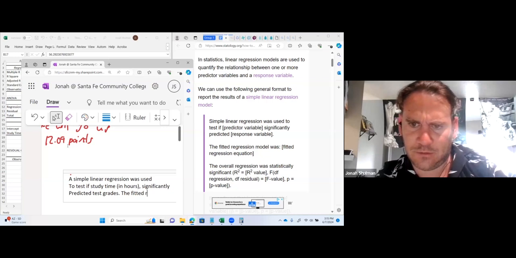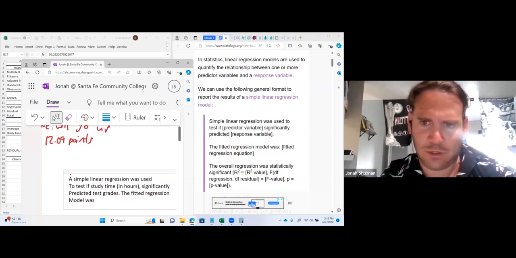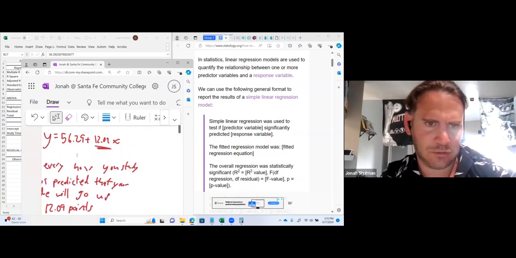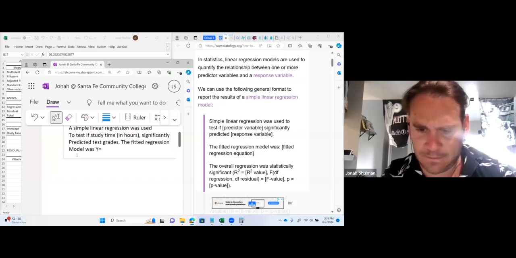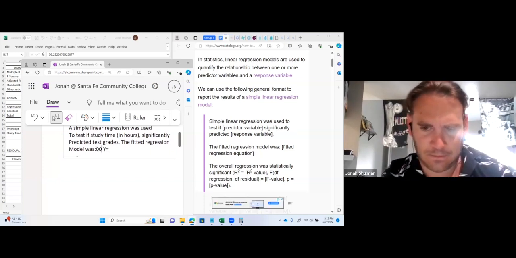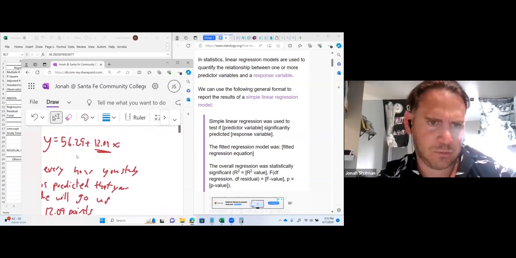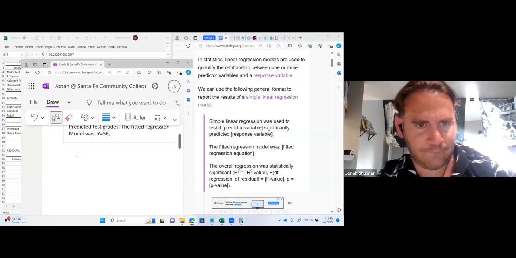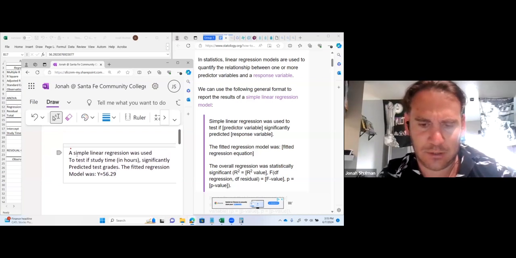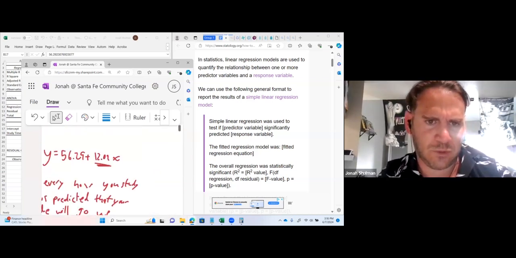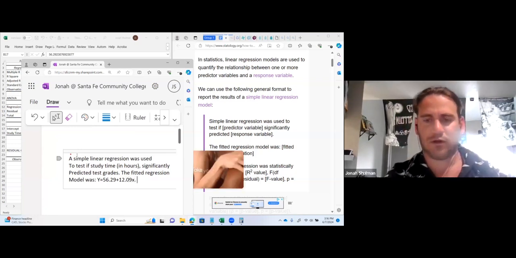The fitted regression model was, we can literally just write the equation, y equals 56.29 plus 12.09x. This is how it looks in research papers. All right, and then it's our other one.